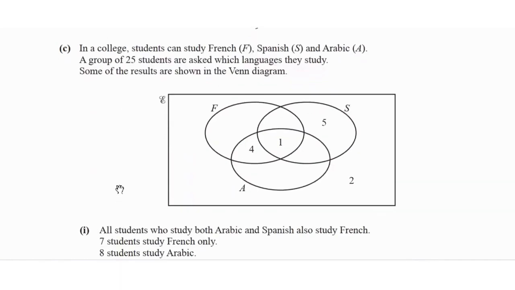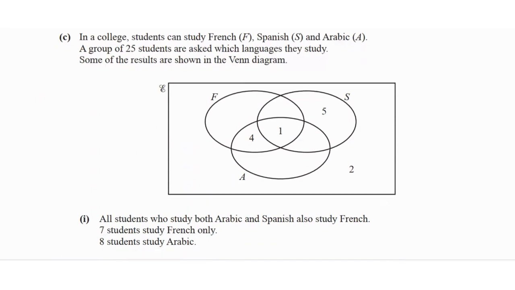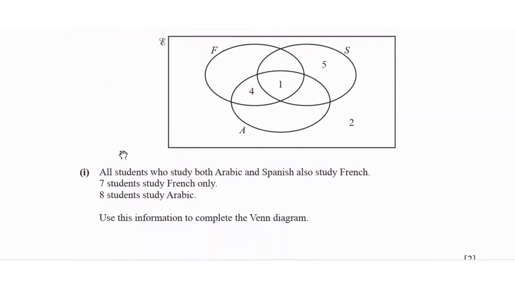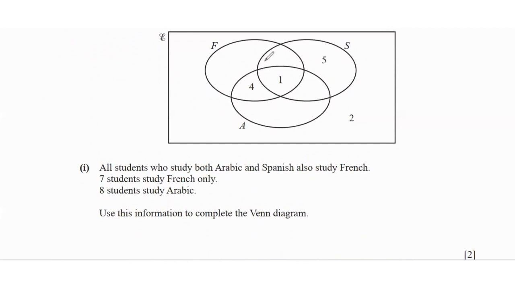In a college, students study French, Spanish, and Arabic. A group of 25 students are asked which languages they study. Some of the results are shown in the Venn diagram. So as the information states, we have a total of 25 students. 7 students study French only. So that means 7 will come over here because these 7 people only study French. They don't study Arabic, they don't study Spanish.